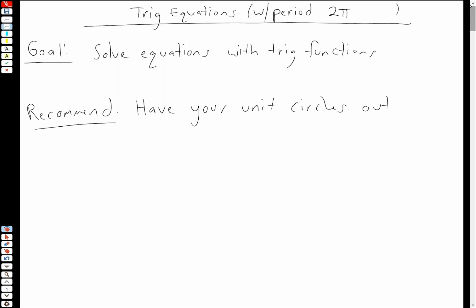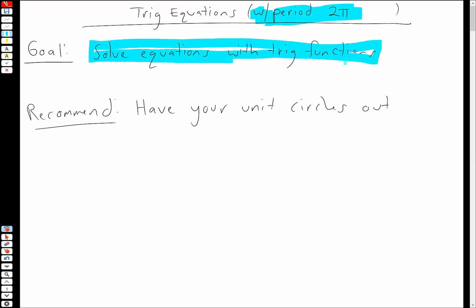Hey everybody, so today we're going to start trig equations. So solving equations that have trig functions in them. And in particular, we're going to be talking about trig functions that have period 2 pi. We'll deal with next time trig functions that have other periods because we have to be a little bit more careful with those. So again, today our goal, what I want you guys to get out of this video is a process for solving equations with trig functions.